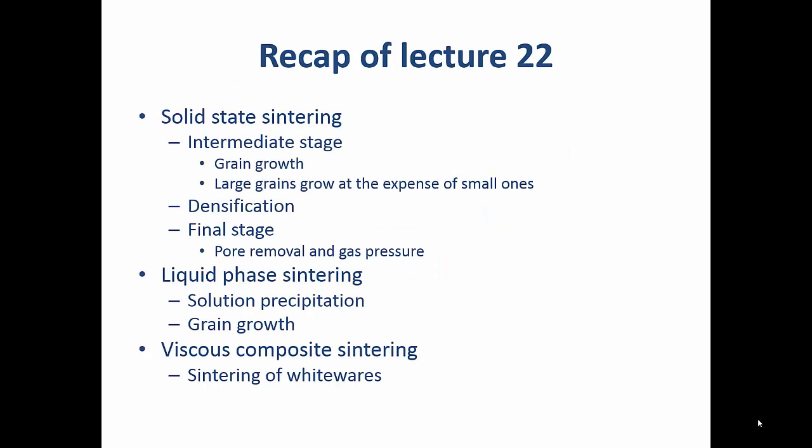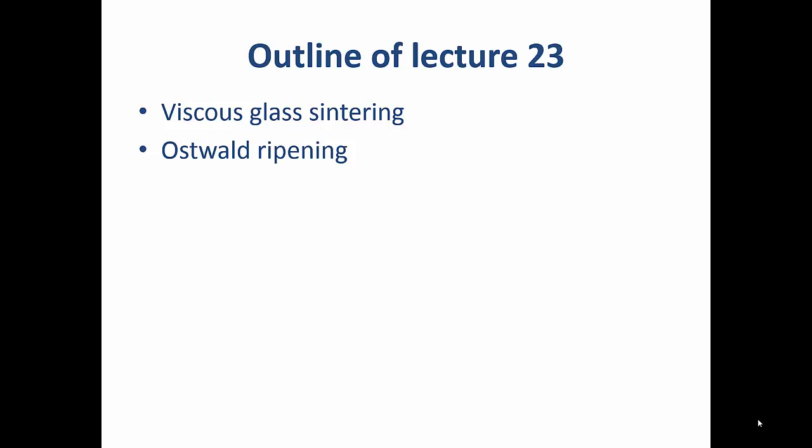In the last lecture I looked at the intermediate stage of solid state sintering and then the final stage of solid state sintering. So this covered areas such as grain growth and densification, and then pore removal and the effects of gas pressure. I then said something about liquid phase sintering and solution precipitation and grain growth. And finally I looked briefly at viscous composite sintering, which applies to the sintering of whitewares. Today I want to say a little bit about viscous glass sintering and then look at Ostwald ripening.